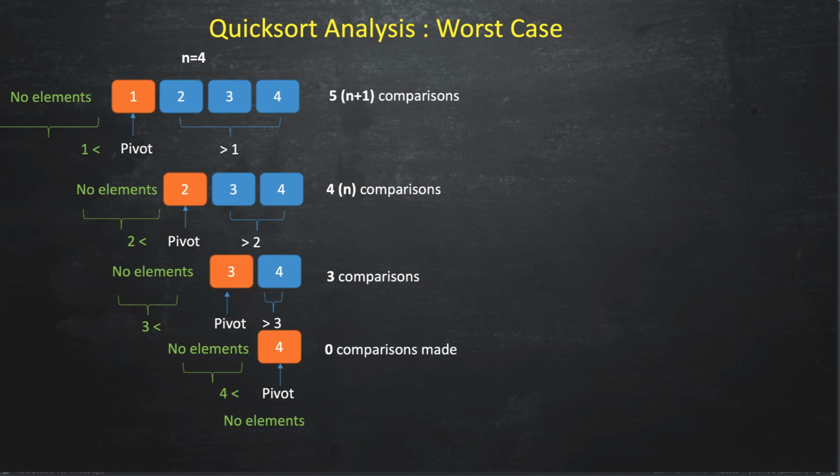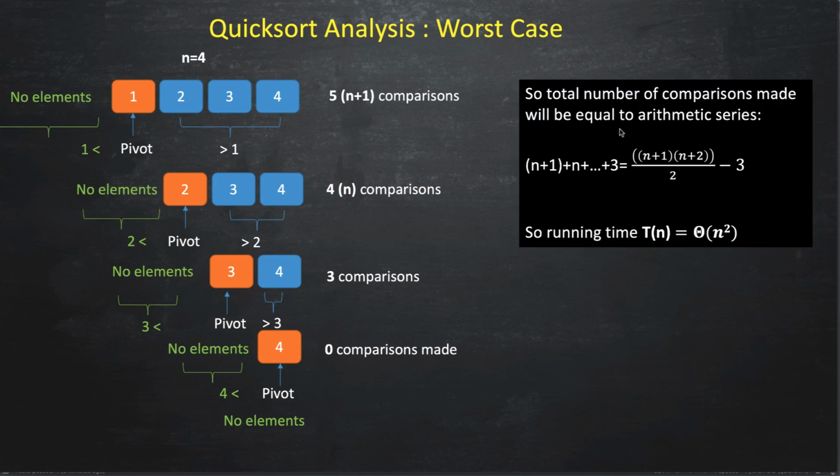So if we add this into an equation, this is how it will look. We do 3 comparisons when the list size is 2, and then for any list of size n, we'll do n plus 1 comparisons. So if you solve this equation, the answer again comes to big theta of n squared. So Quicksort's efficiency in the worst case is big theta of n squared.